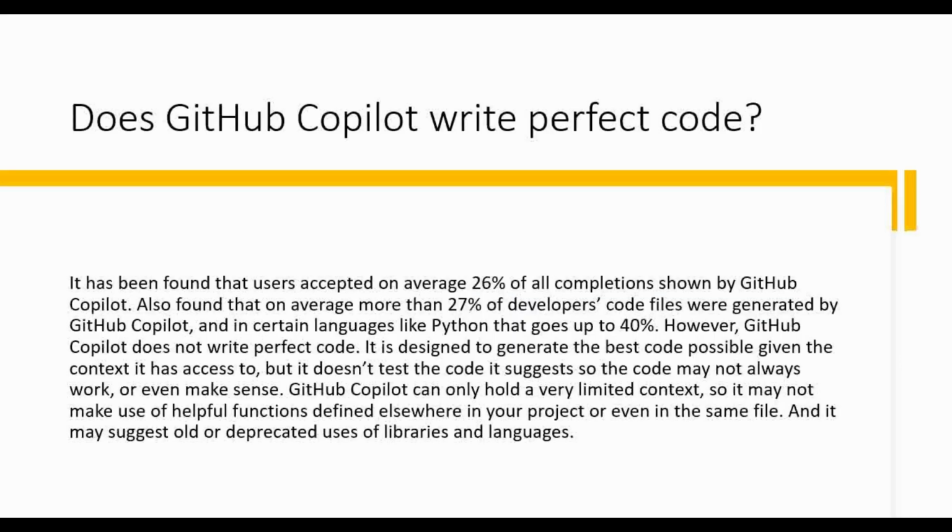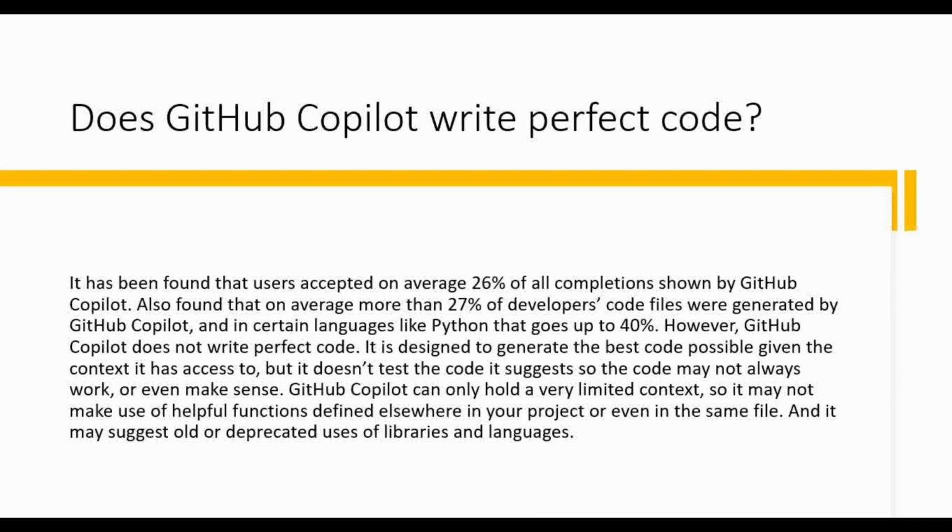Does GitHub Copilot write perfect code? This is a very relevant question. It has been found that users accepted on average 26% of all completions shown by GitHub Copilot. What does it mean? If you are writing a method and it gives you a suggestion, 26% of developers accepted that suggestion. That is a huge number, right? It was also found that on average more than 27% of developer code files were generated by GitHub Copilot, and in certain languages like Python, that goes up to 40%.